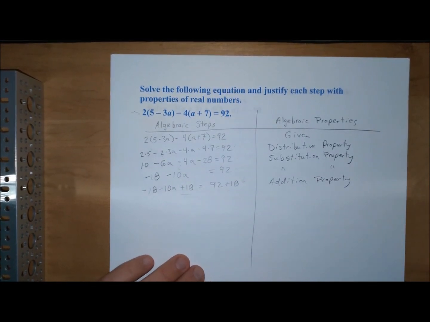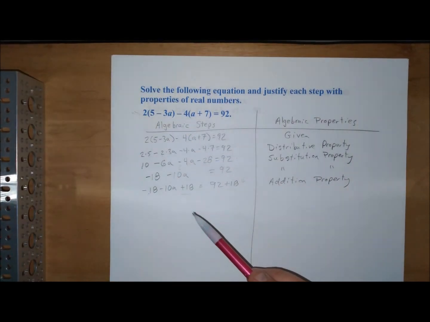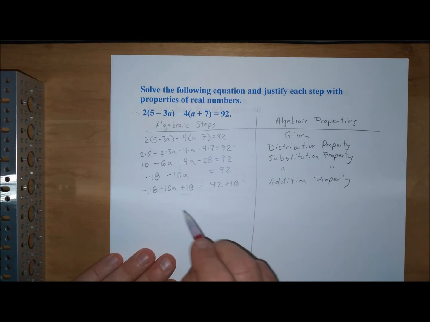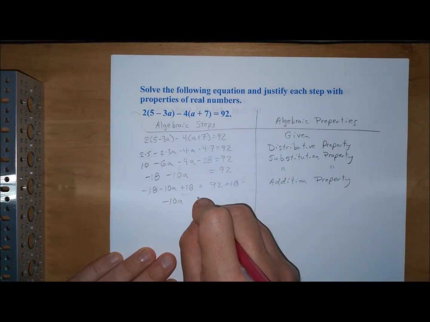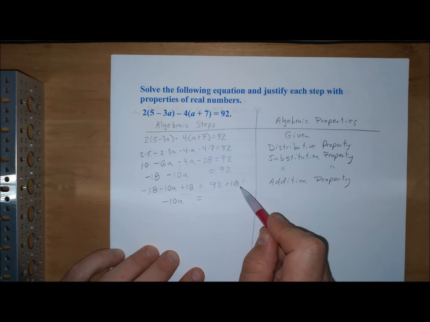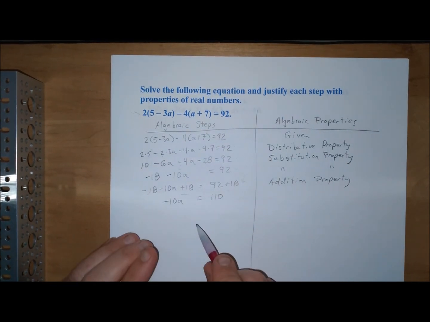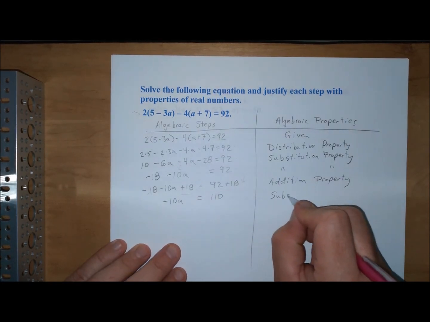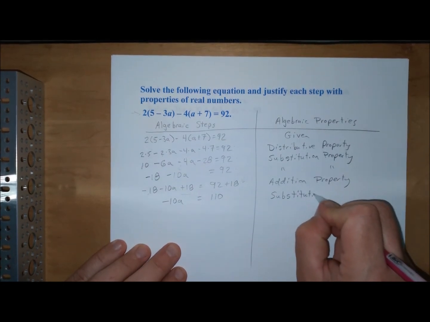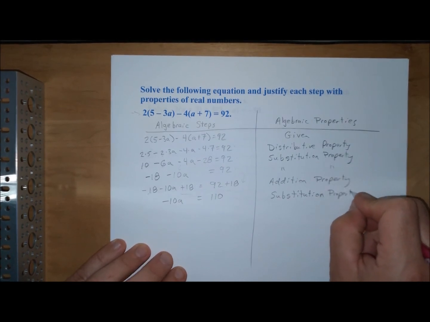And hopefully some of you are catching on and you're seeing that negative 18 plus 18 equals 0, right? Made you look. And if it equals 0, can I go ahead and substitute 0 in for it? Negative 10a equals, and 92 plus 18 equals 110. Good. What did we do there? Since negative 18 plus 18 equals 0, I substituted 0 in for it. And since 92 plus 18 equals 110, I substituted 110 in for it.